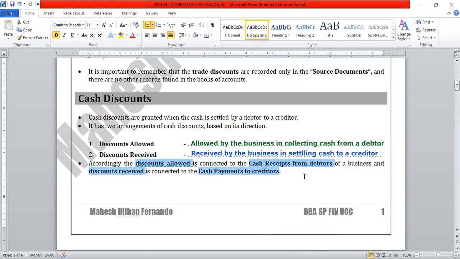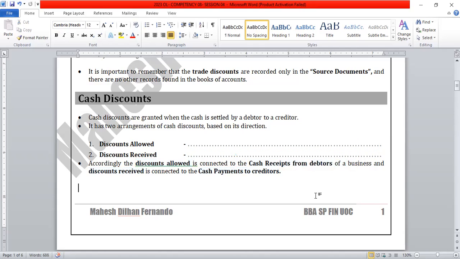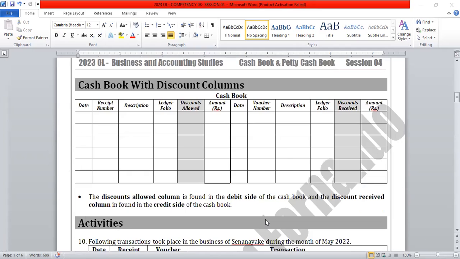Okay, good. So with that understanding, I'm going to take you to the format. Discounts allowed to debtors, discounts received from the creditors. I repeat, a business allows a discount to the debtor and a business receives the discount from the creditors. Are we clear? Great. I'm taking you to the format now.